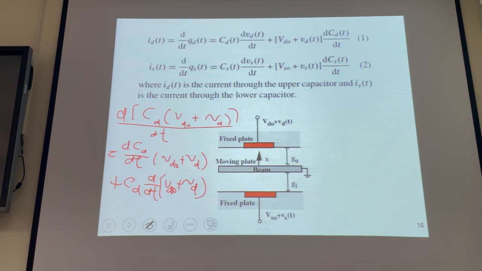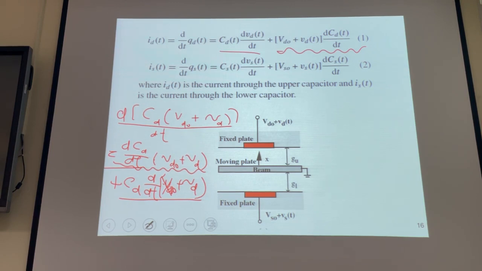Let's take a look at this one. VDO is DC, and differentiation of a constant, so this one will disappear. That's why we have this one here. Leo, do you understand? The same for IS equals dQS/dt, and QS equals CS times VSO plus VS. You do the same thing and you can get equation 2.